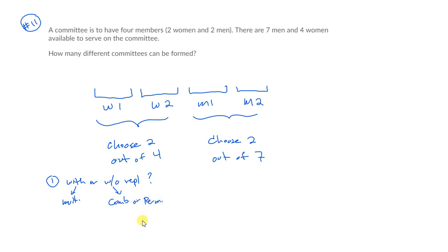Now, if you choose without replacement, then your second question is: is it combinations or permutations? Combinations is what? Order does not matter. Order is not important. But if it's permutations, the order does matter.